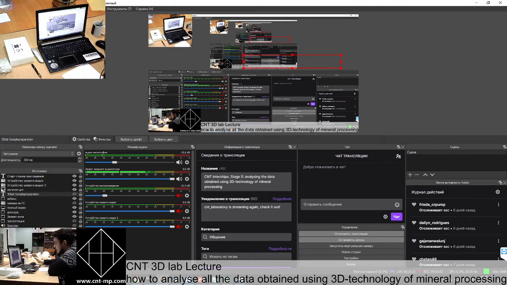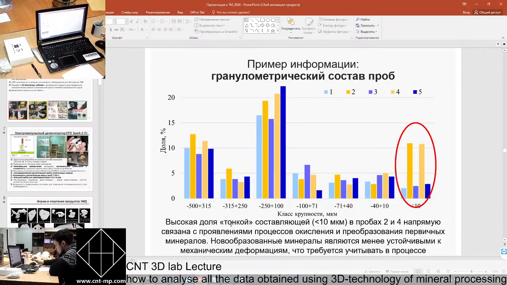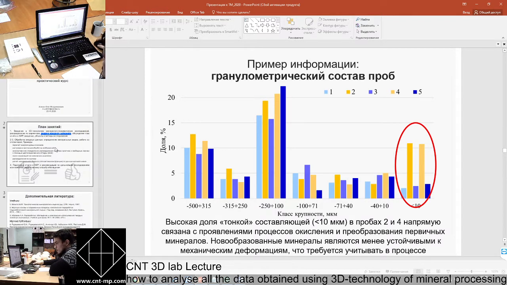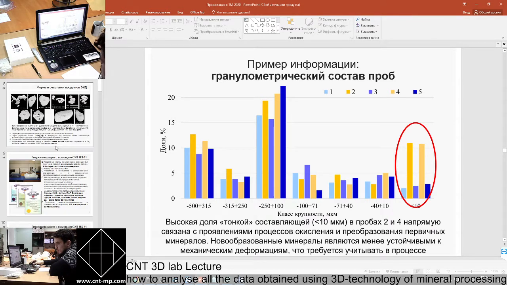So today is the last stage, number 5, of CNT internships and training. We want to show you the types of results of 3D technology that can be reported to the client. So let's check what we already know.